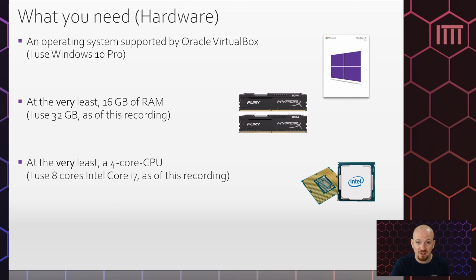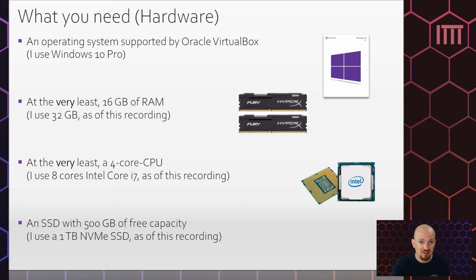I suggest you use an Intel CPU for virtualization purposes. That's not because I don't like AMD, on the contrary, but for virtualization, in my experience, it just runs better and with fewer problems on an Intel CPU. You also need an SSD with at least 500 GB of free available storage. This lab will not run smoothly on an old hard drive. In the future, you might need even a little more than 500 GB of available storage. As of this recording, I personally use a 1 TB NVMe SSD for this lab.